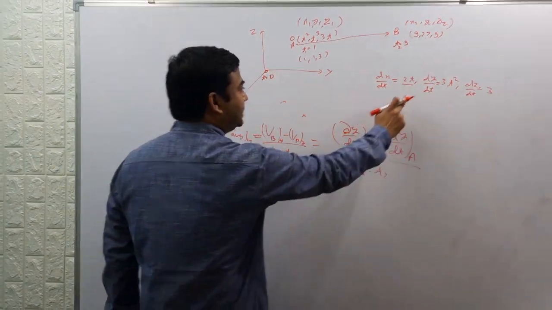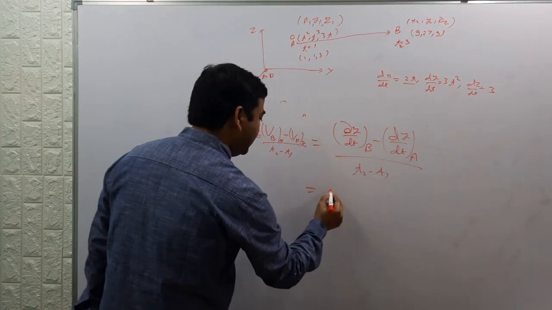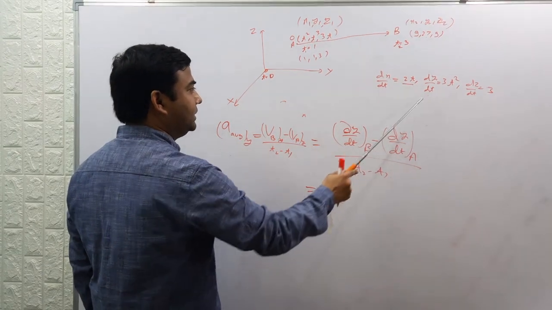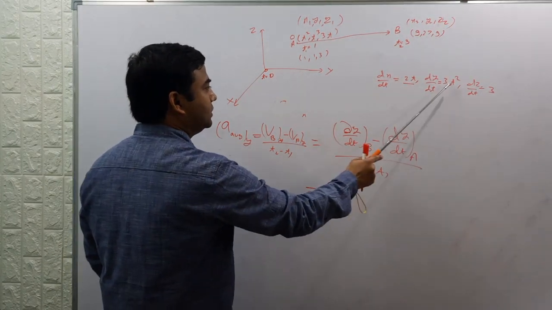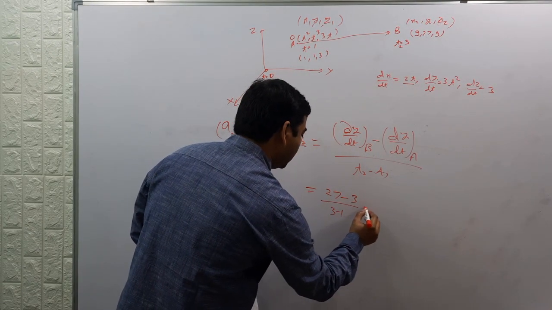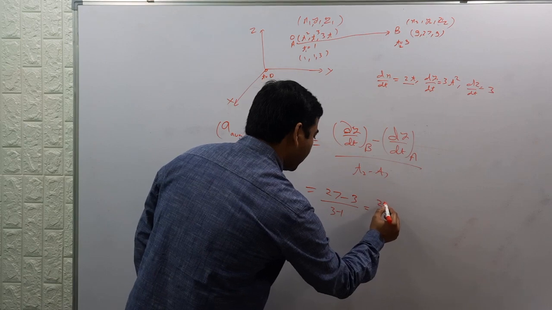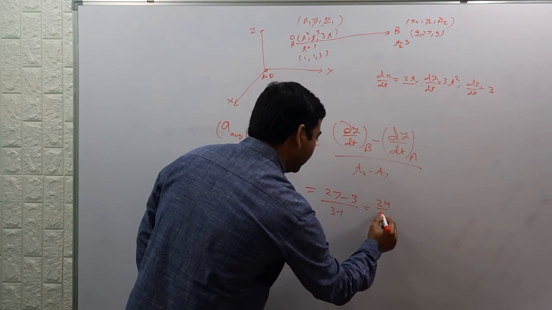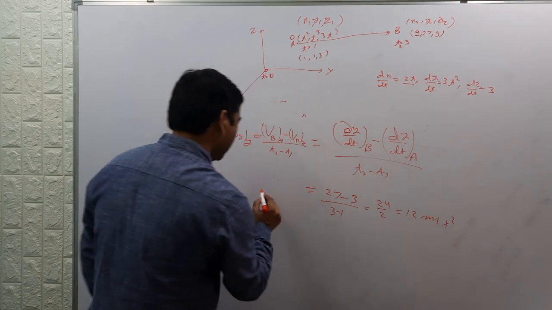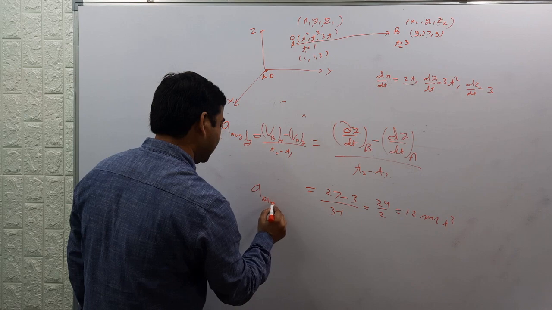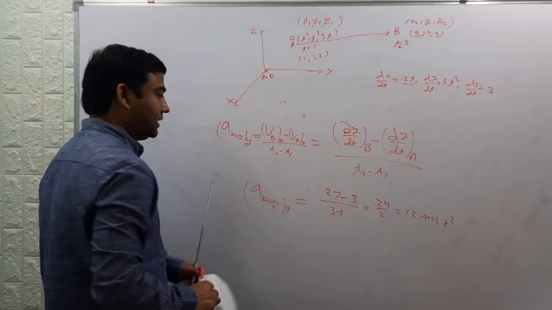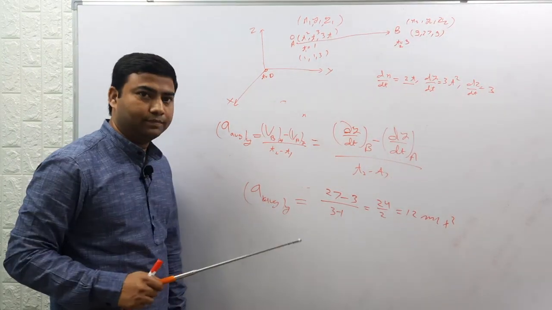For point B, t is equal to 3. Then it will be 27 minus dy over dt, 3t square, where t is equal to 1, so 3 into 1, 3. Divided by 3 minus 2. And this is 24 by 2, which is 12 meter per second square. So average acceleration in y direction is 12 meter per second square.